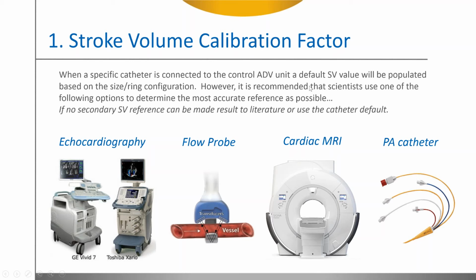However, it is recommended that the scientist use one of the following options to determine the most accurate reference possible. Listed here: echocardiography, flow probe, cardiac MRI, PA catheter. Or you can go back to the reference in the literature or use the catheter default.